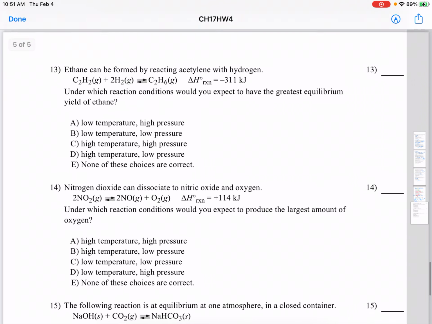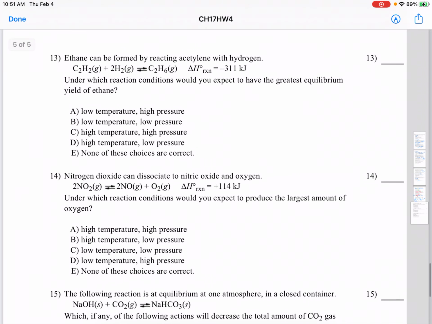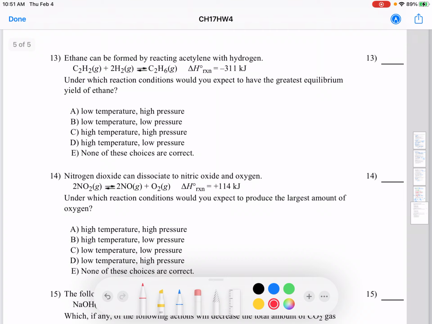Okay, number 13. Try to do these questions by yourself, without my help, and see if you can also come to the correct conclusion by logically thinking like this.